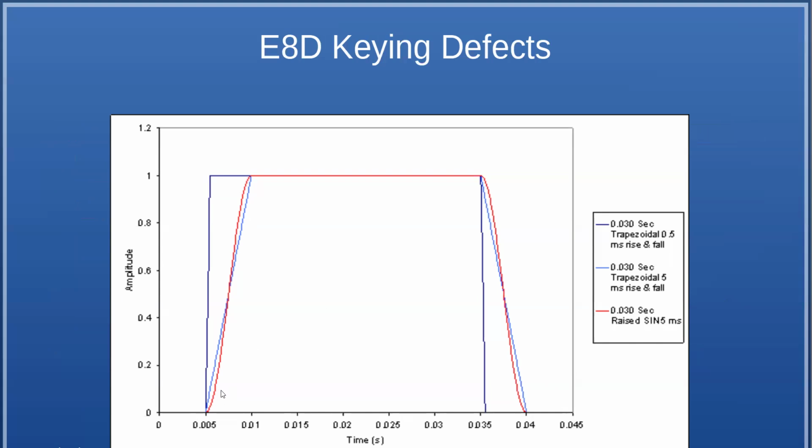There's also a raised sine that some radios use, and you can see that's the red line. So it's actually part of a sine wave that's clipped off. It gives you a little more rounding at this edge and helps reduce it. Not all radios can do that, but they should be able to, at least on a base station, adjust the rise and fall time.